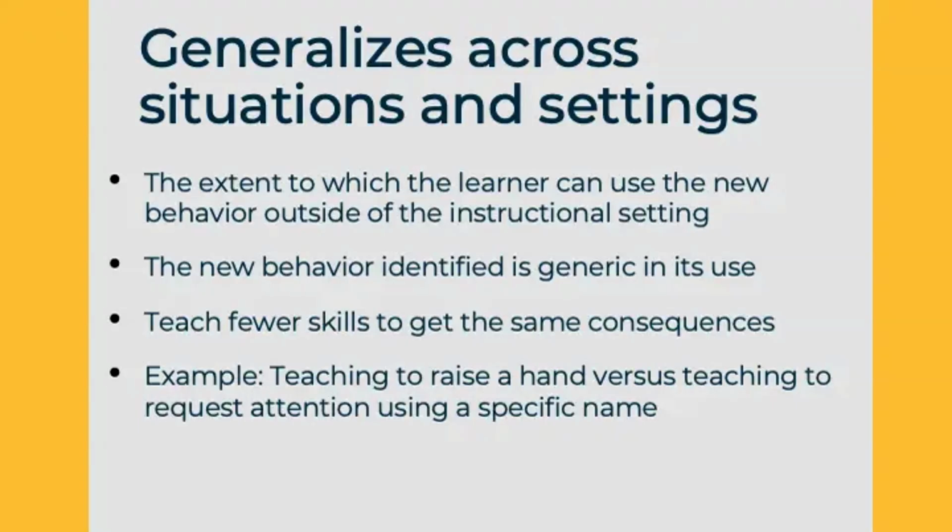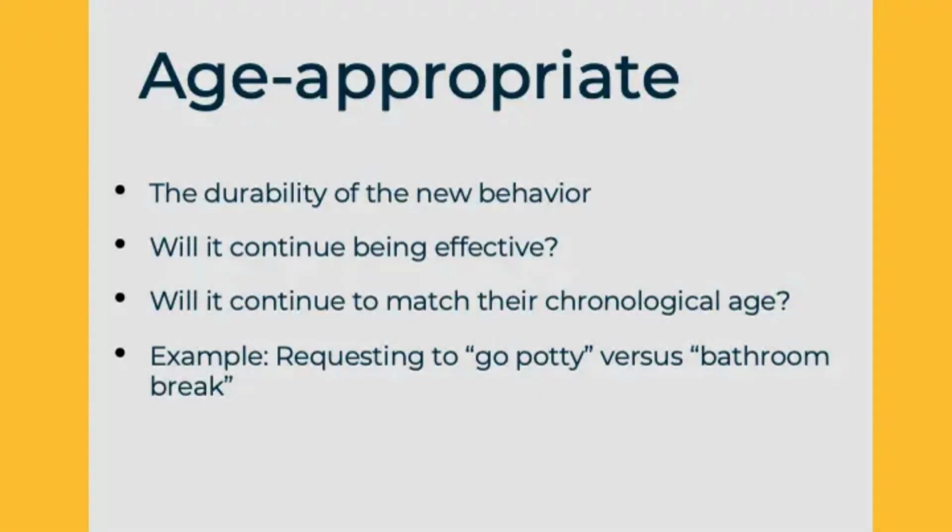An example of a functionally equivalent replacement skill may be getting attention from a teacher. Teaching a student to raise their hand to get attention has better generalization than teaching a student to vocally request attention by using the teacher's name. Once the student is no longer in that teacher's class, the skill is no longer usable. The generalization of the skill is one way the team can evaluate how durable the skill is.